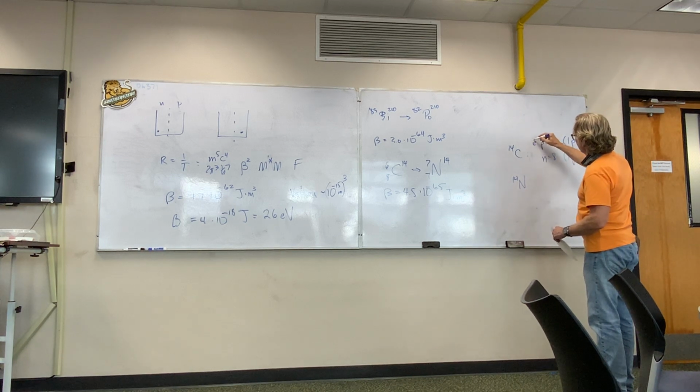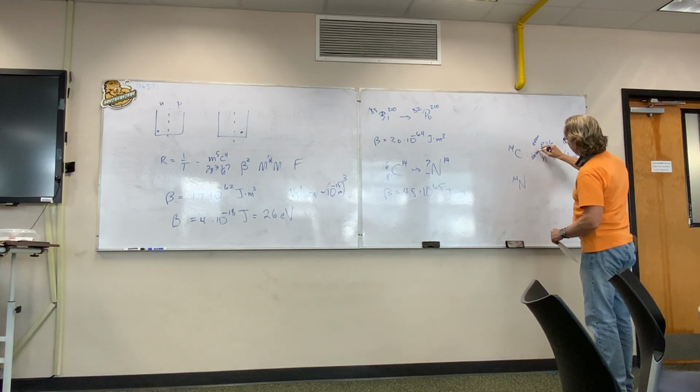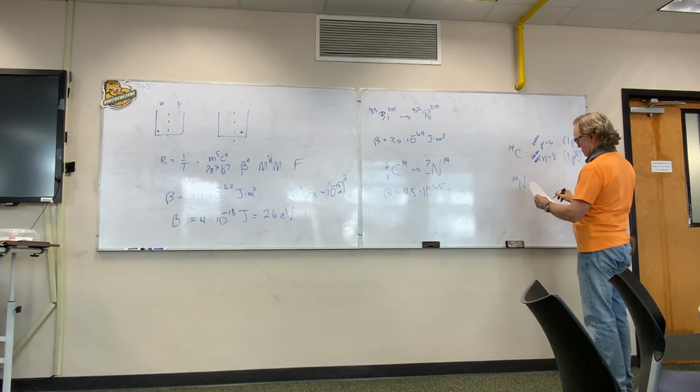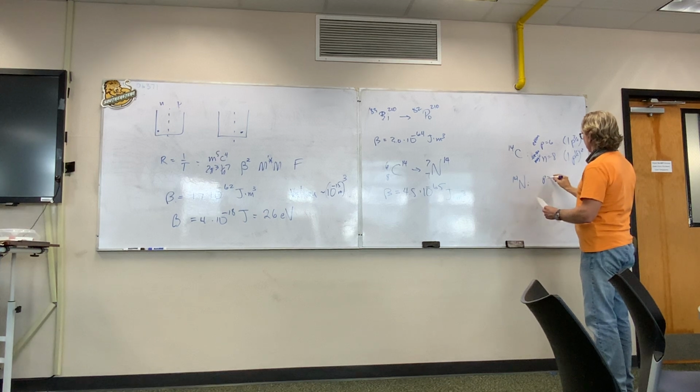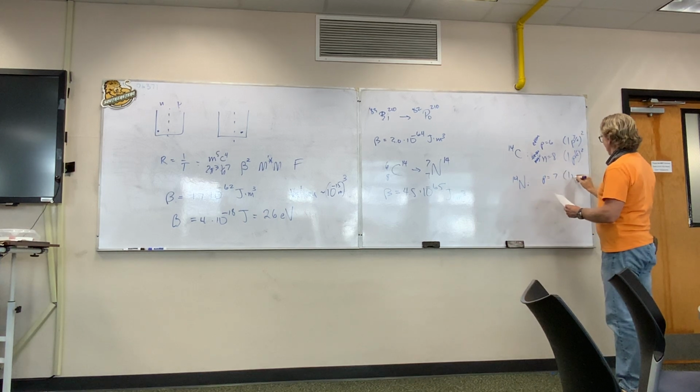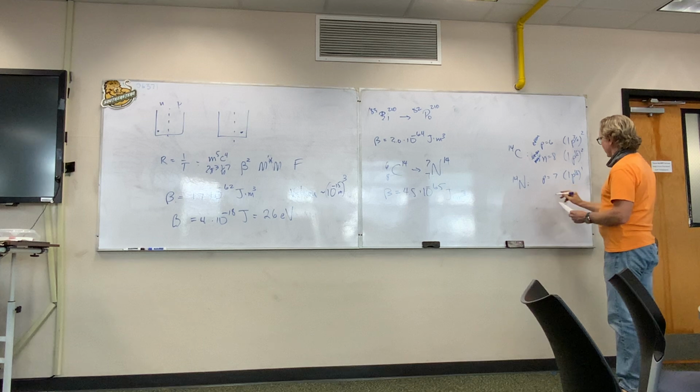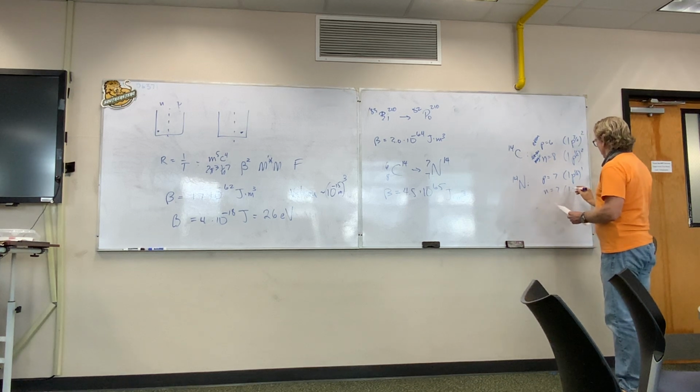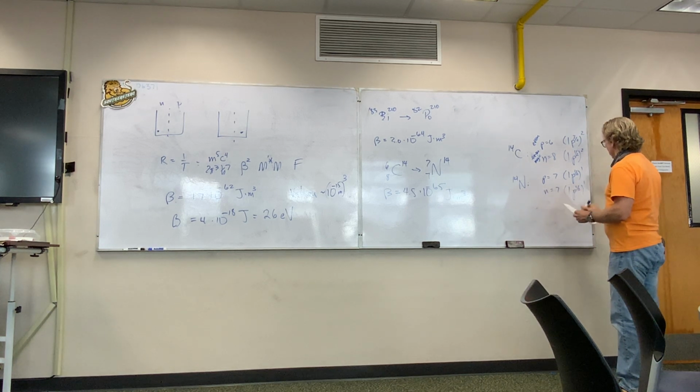This is also even, and this is magic. P is 7, that's in the 1p½ state, one of them. N equals 7, that's in 1p½, one there.